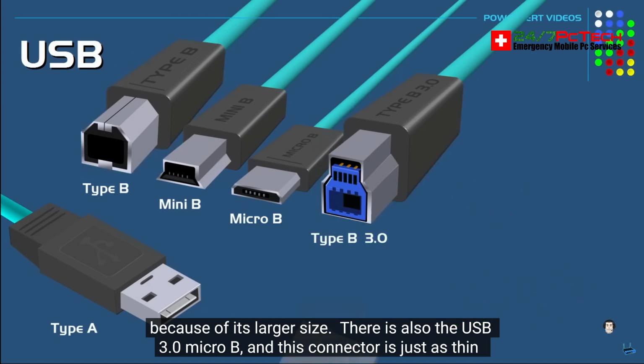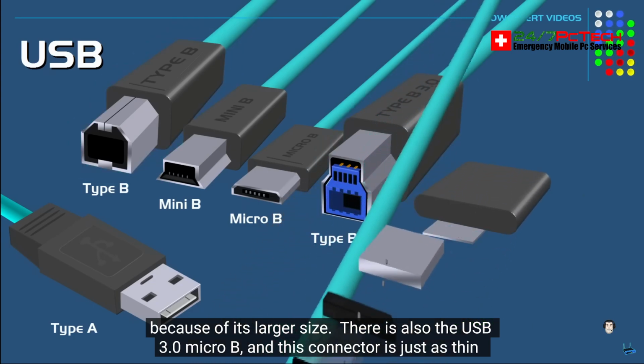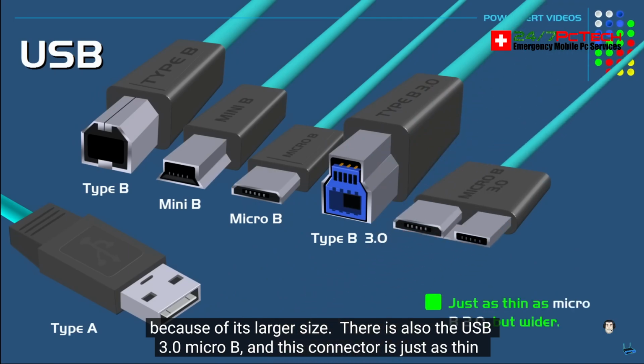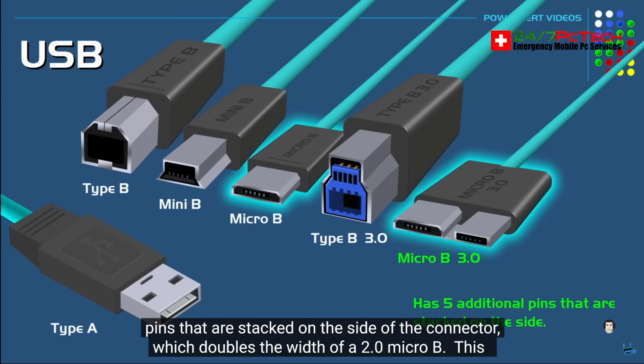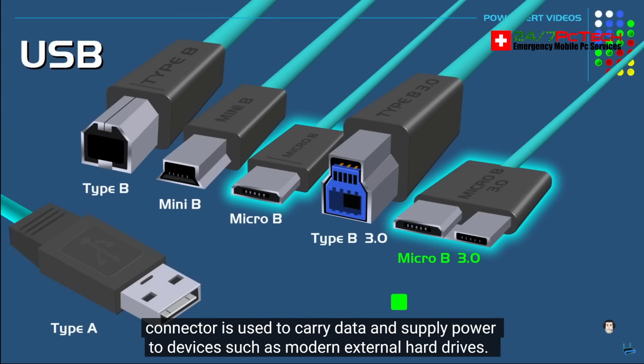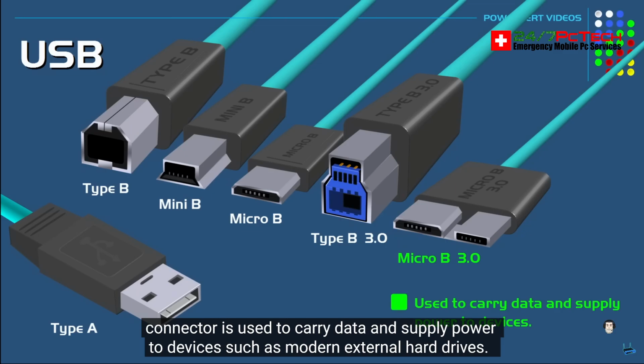There is also the USB 3.0 Micro B, and this connector is just as thin as the 2.0 version, but it's wider. It's basically a USB 2.0 Micro B connector, but with 5 additional pins that are stacked on the side of the connector, which doubles the width of a 2.0 Micro B. This connector is used to carry data and supply power to devices, such as modern external hard drives.